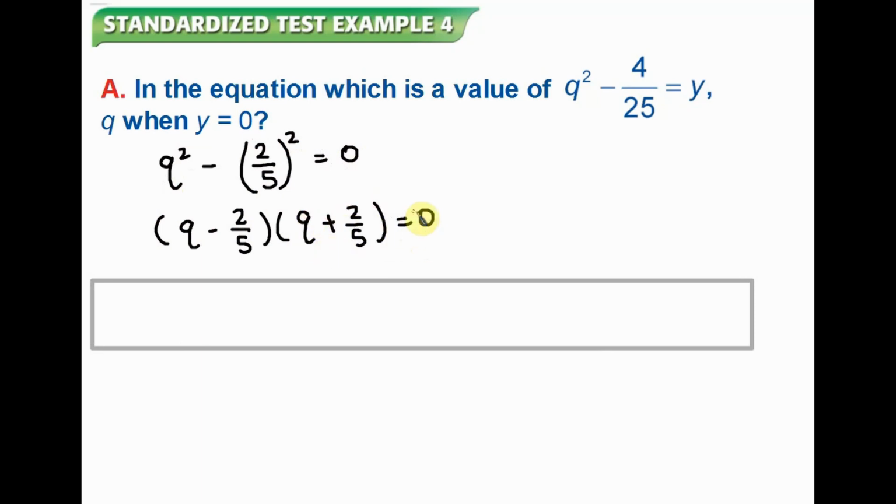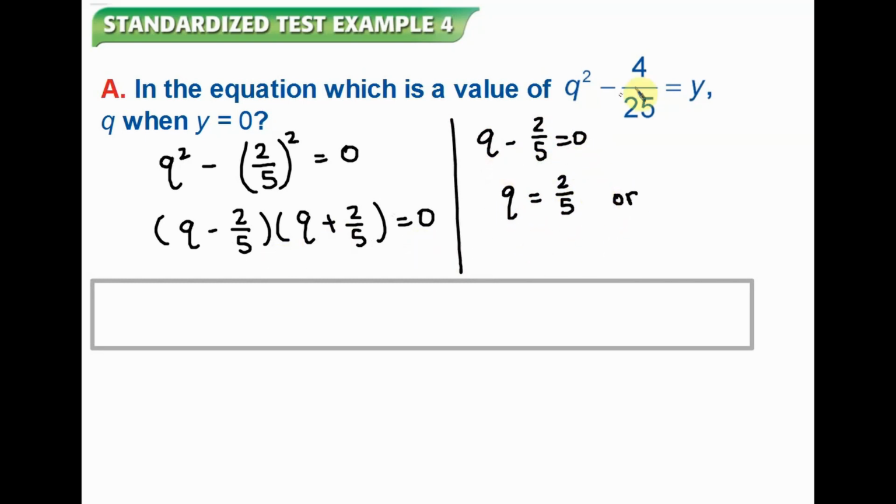In order to be 0 when you're multiplying them, either the first term has to equal 0 or the second term has to equal 0. So if you solve this, q minus 2 over 5 has to equal 0. Now you're going to solve for q. Then I'm going to add 2 over 5 on both sides. Then it becomes q is equal to positive 2 over 5. And this is one answer.